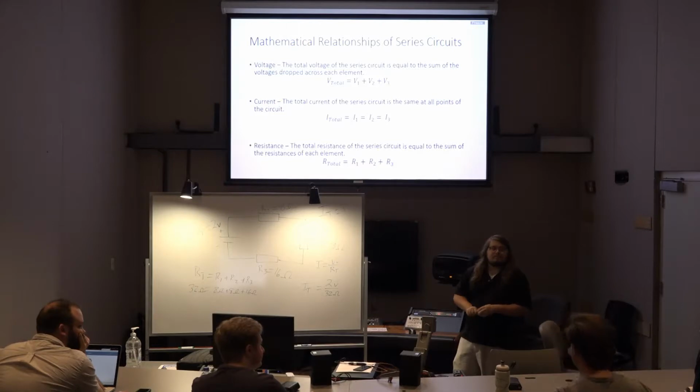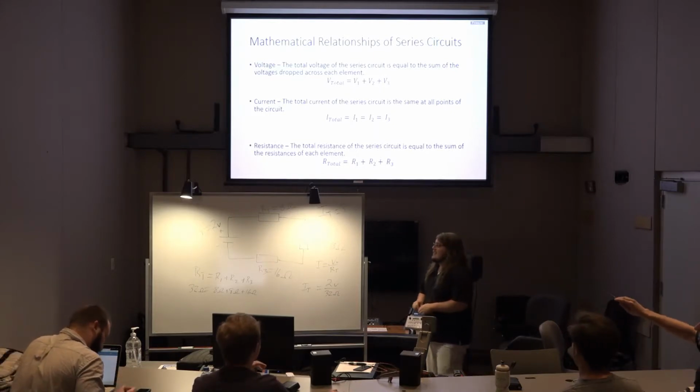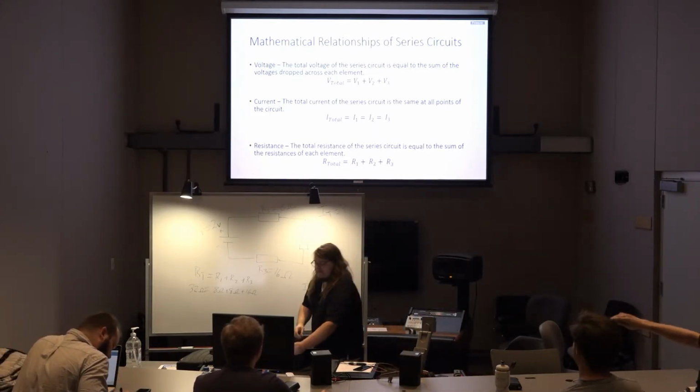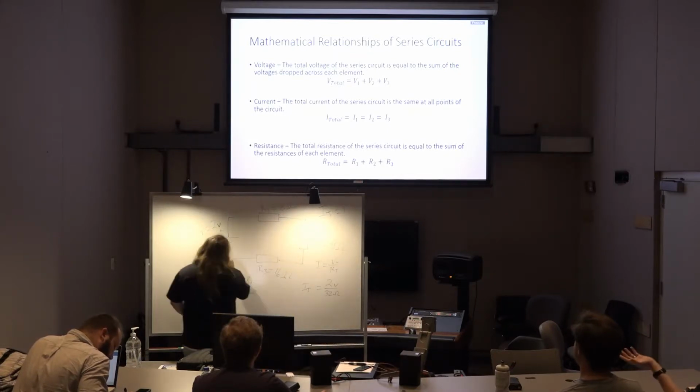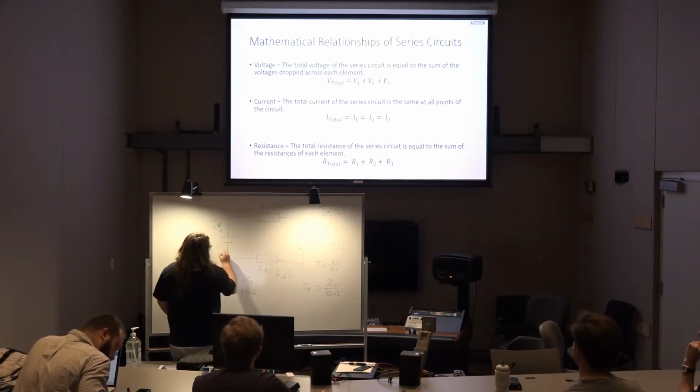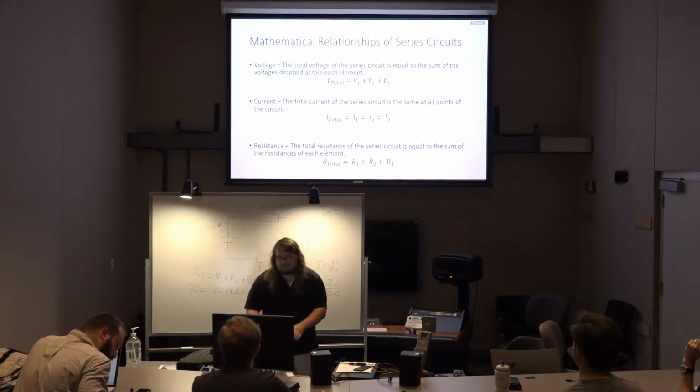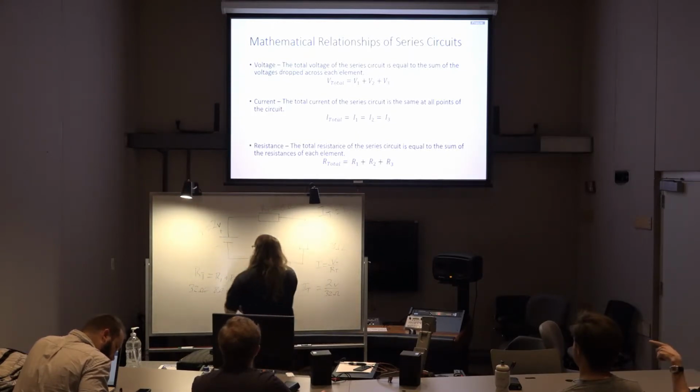Well, the current only flows in one direction, right? And so the current's the same through all of them, right? You can see there's only one stream of current flow through the whole component, so the current would be the same through all of them. The voltage would change through each one.